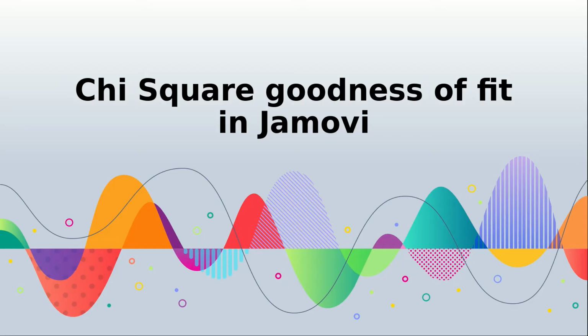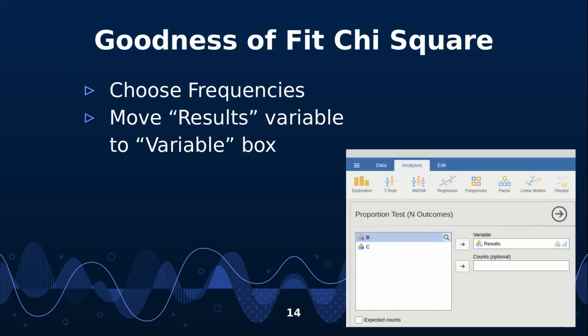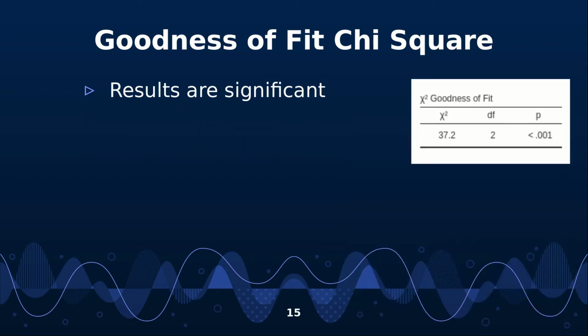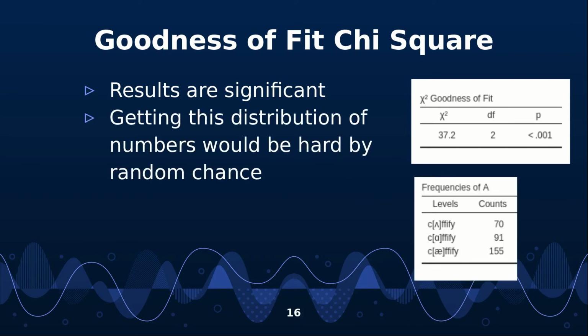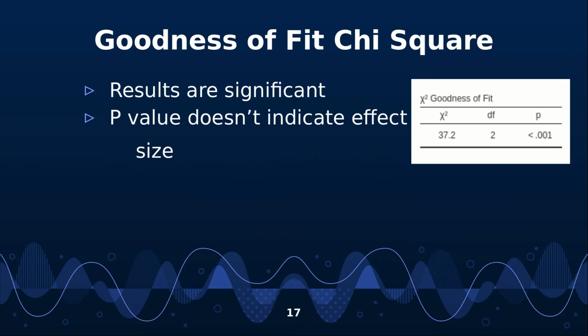Let me demonstrate how carrying out a chi-square goodness of fit is done in Jamovi. First, you choose frequencies, goodness of fit chi-square, and then move the results into the variable box. And it turns out that the results are significant, that getting this distribution of numbers would be hard to get by random chance. But one thing that we don't have here is a measure of effect size. Remember, p-values aren't effect size.